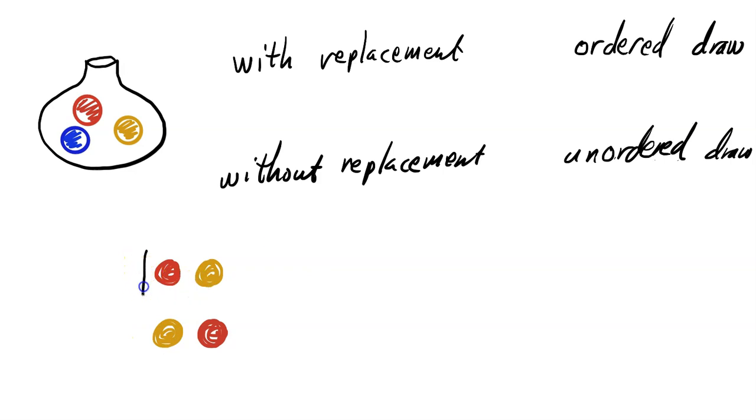So these two outcomes, this is one outcome. This means getting a red on the first draw, yellow on the second. That's a different outcome than this one, a yellow on the first, red on the second, if I consider the draws to be ordered. If I consider the draws to be unordered, I don't care about the order. So then I consider these two outcomes to be identical, because I only care about maybe which colors I drew, not in what order I drew them.